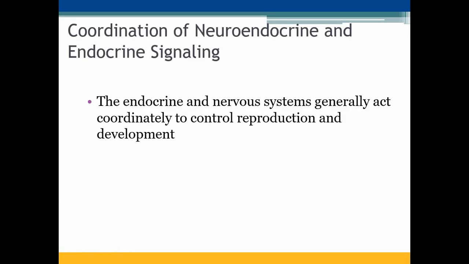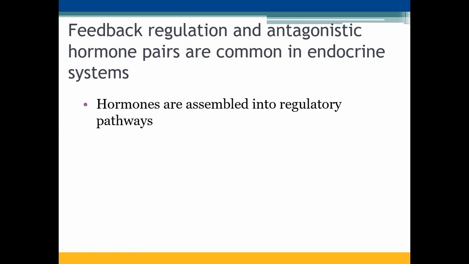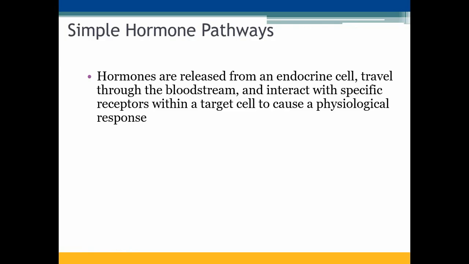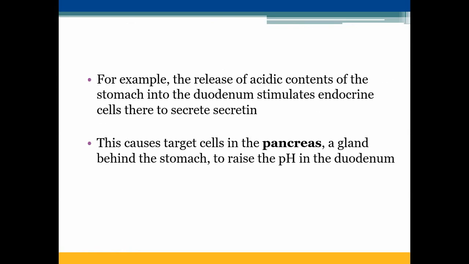Now we have a coordination between neuroendocrine and endocrine signal systems. The endocrine and nervous systems act coordinately to control reproduction and development, as discussed earlier. Then hormones are assembled in regulatory pathways. They have their antagonist hormones in pairs, and they also give feedback, so the hormones should be released or should be stopped. Hormones are released from endocrine cells, travel through the bloodstream, and interact with specific receptors on the target cell to cause a physiological response, as you know.